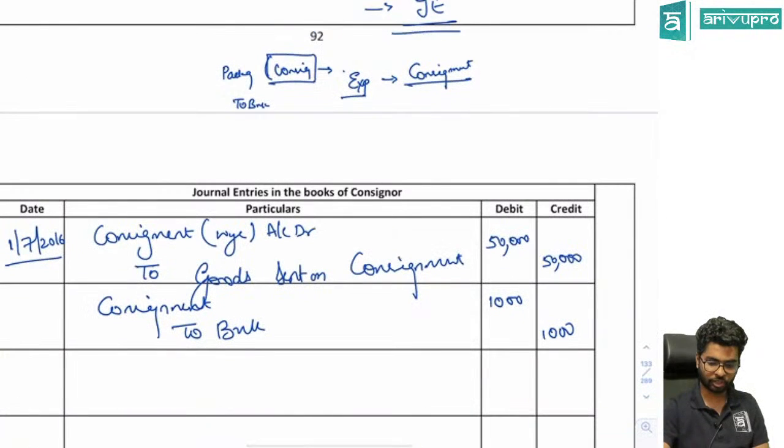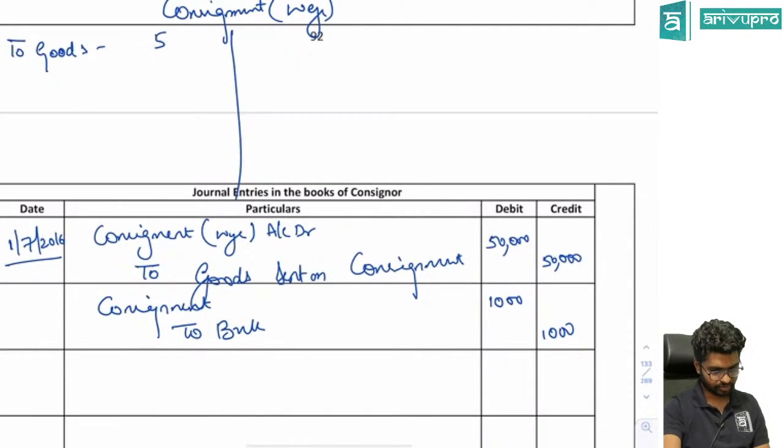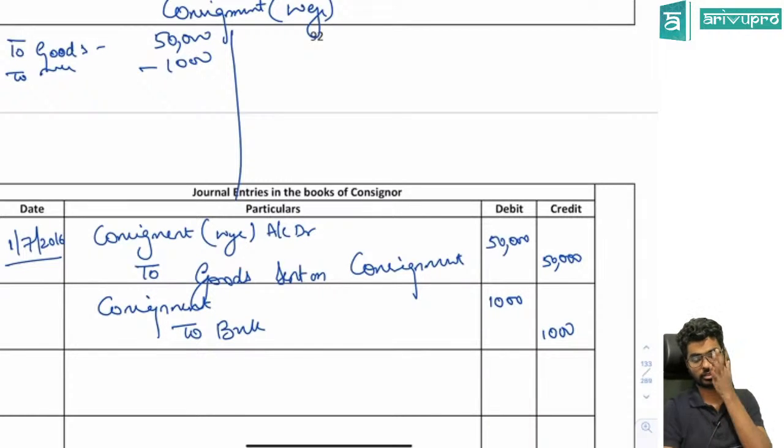So on the other side, for my purpose, I'll make my ledger account also called consignment Y account. Here I'll write to goods 50,000, to bank 1,000. Are you clear? In narration, Kamal, just for narration, see the study material. I'm not trying to waste too much time on the narration. In narration, you can write whatever you want, as long as it makes sense to the journal entry.